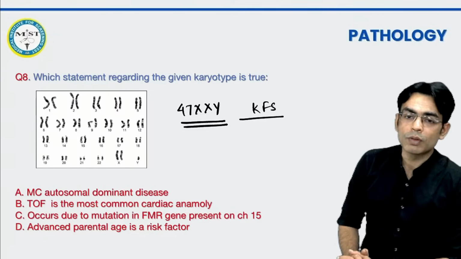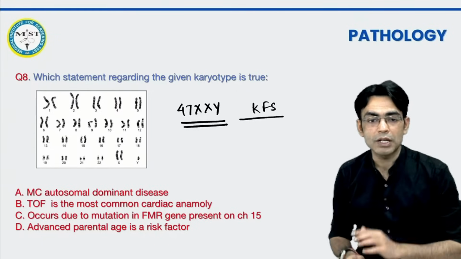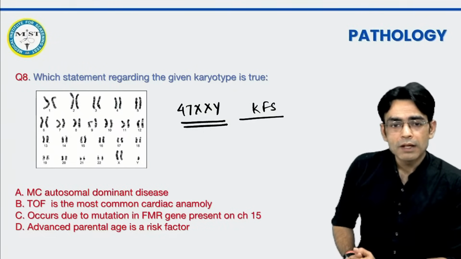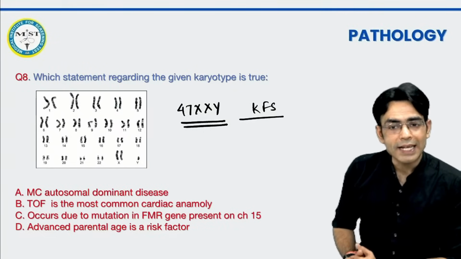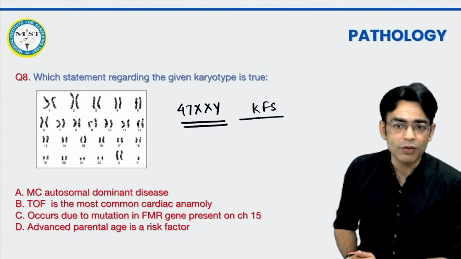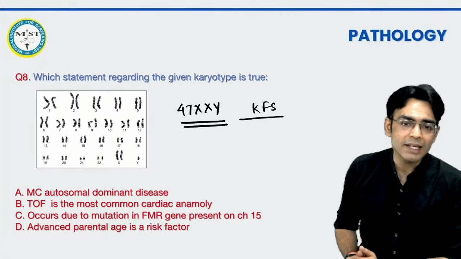The options: the most common autosomal dominant disease, you have to find out the true statement. It is the most commonly autosomal dominant disease. Tetralogy of Fallot is the most common cardiac anomaly. Occurs due to mutation in the FMR gene present on chromosome number 15, or advanced paternal age is a risk factor.